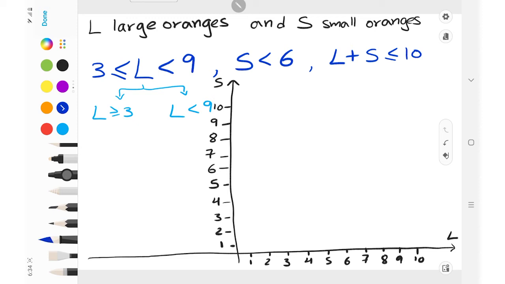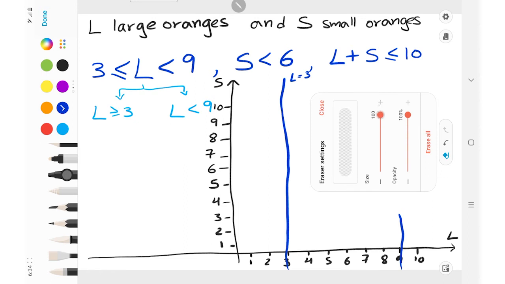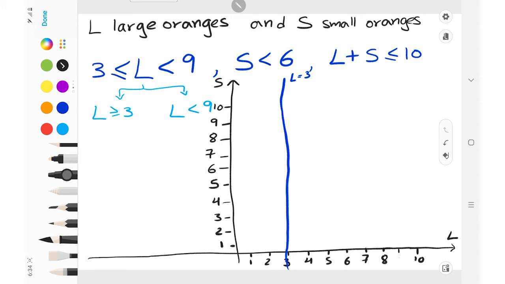Now we will draw first L greater than or equal to 3. Here is the 3. We will draw a line. This is for L equal 3. Now L equal 9. We will do the same thing. But here there is no equal sign. So what will we do? We will do a dotted line. We need to be careful of this dotted line. So here we will have a dotted line. It's not that straight. I'm sorry.